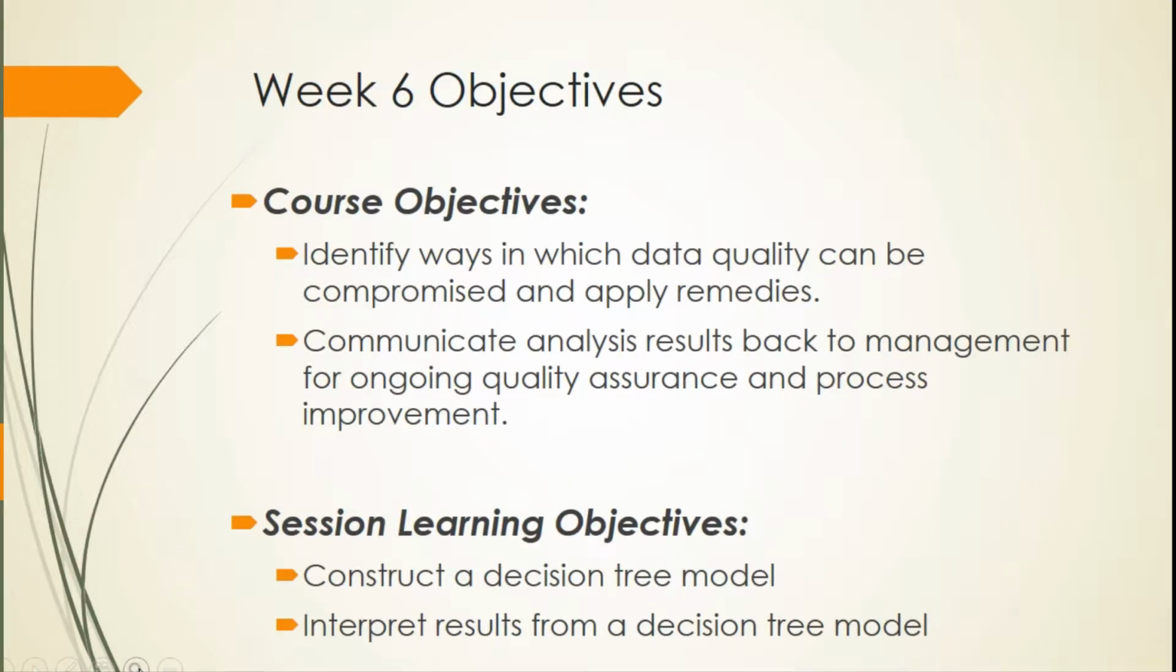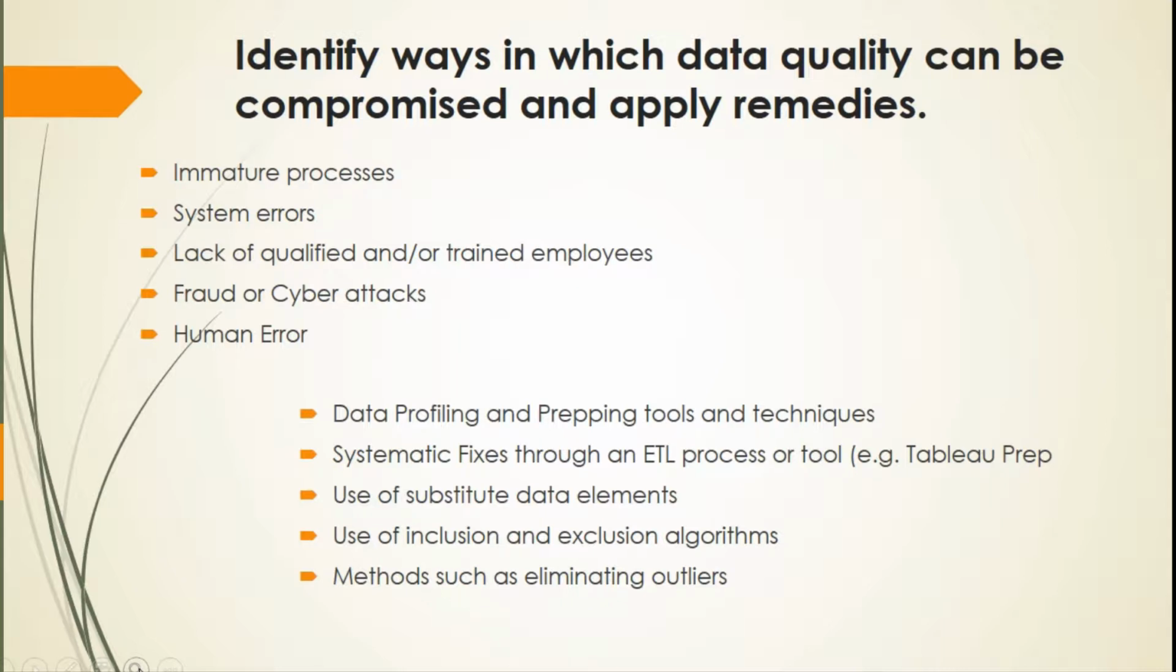Objectives for this week. We will identify ways in which data quality can be compromised and apply remedies, and communicate analysis results back to management for ongoing quality assurance and process improvement. Session learning objectives: construct a decision tree model and interpret results from a decision tree model. Identifying ways in which data quality can be compromised and applying remedies.